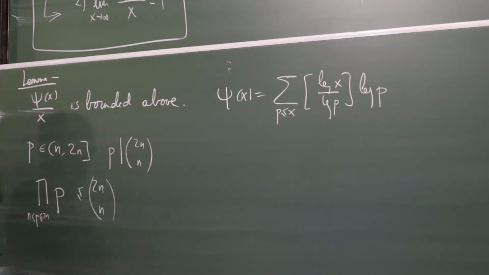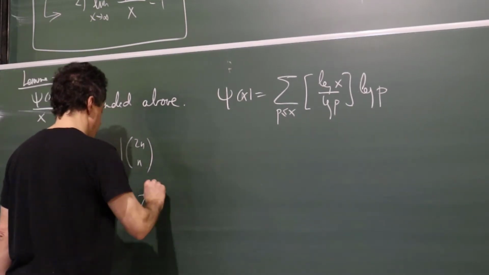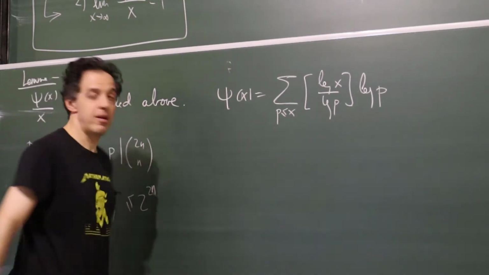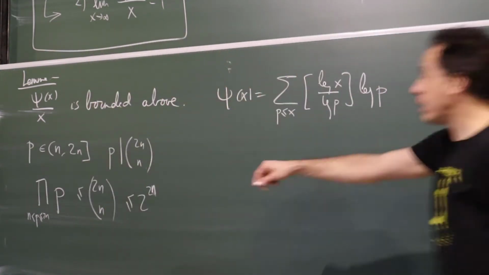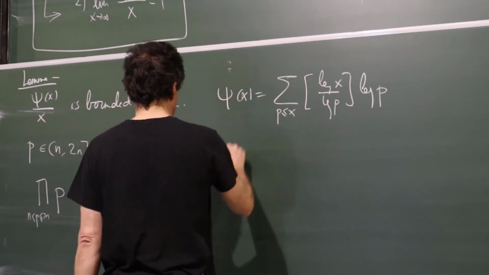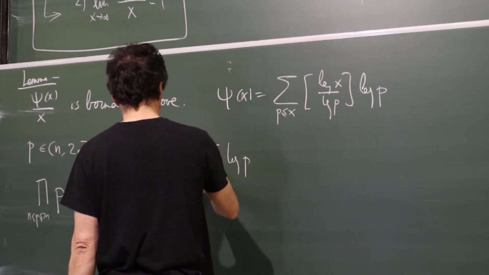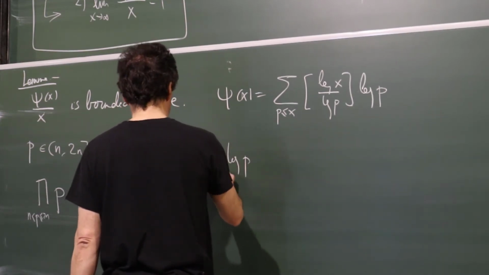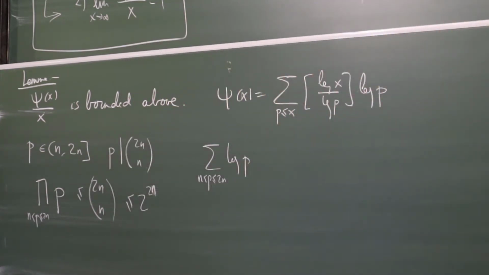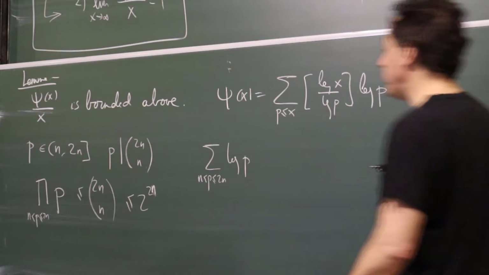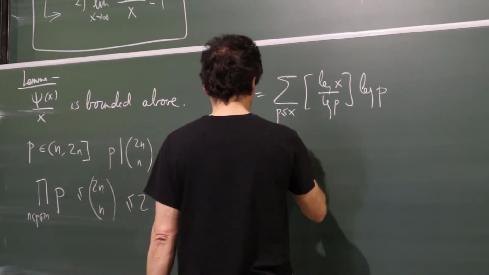so it must be smaller than this number, that is also smaller than 2 to the 2n. Okay? So the sum of log p, where p is between n and 2n, must be smaller than 2n log 2.